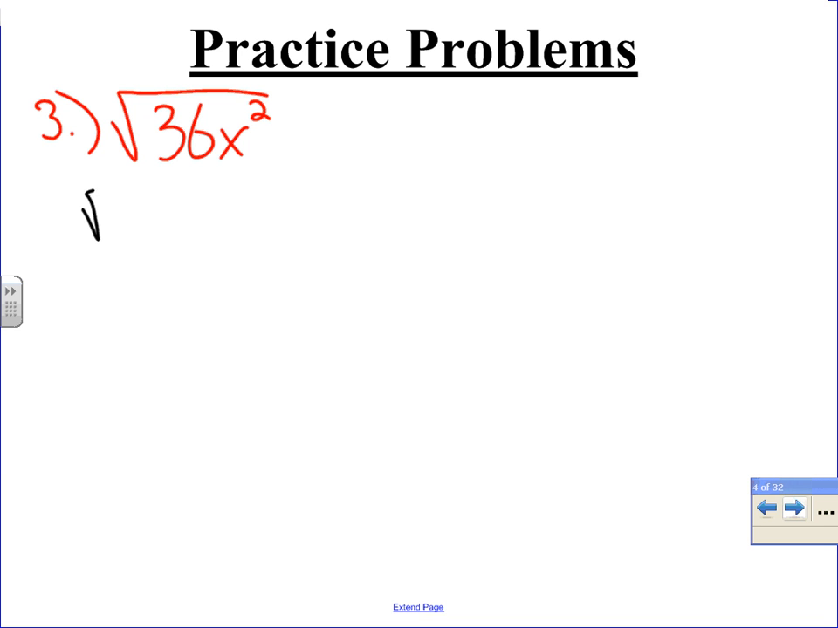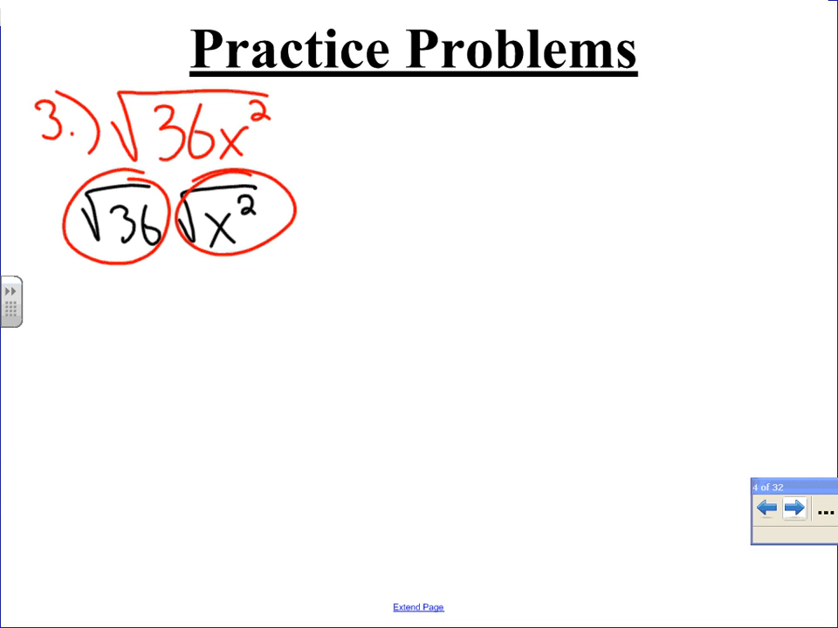Okay, first thing you always need to do is separate it. So square root of 36 times square root of x squared. Amy, which ones are we circling? So which ones are perfect squares? 36 too. So both of them, they're both perfect squares. Haley L, what's the square root of 36? Good. 6. Dirk, what's the square root of x squared?